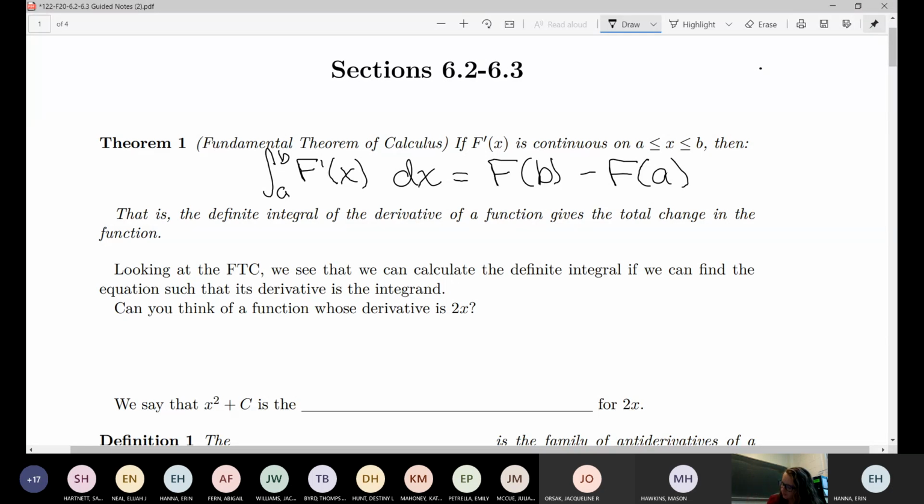So maybe you thought of x squared. Yes, exactly, x squared. If you take its derivative, it is 2x. So that's what I was looking for here: what's the function whose derivative is 2x? Now again, think for 5 seconds, and again, you don't actually have to answer. But can you think of another one?